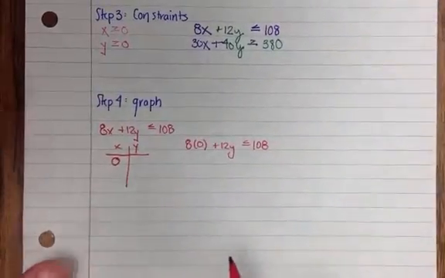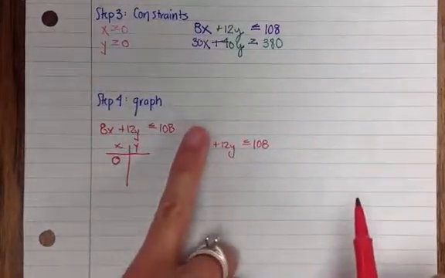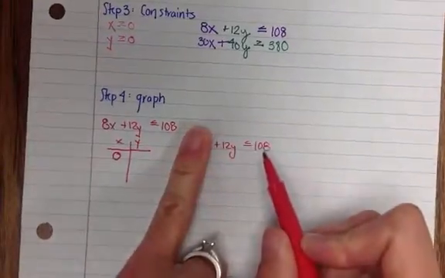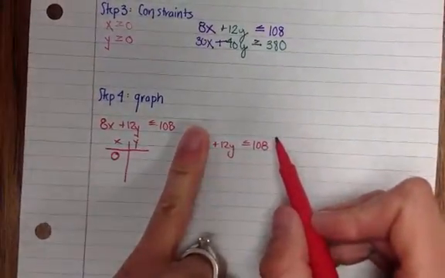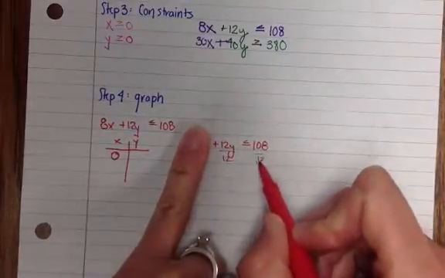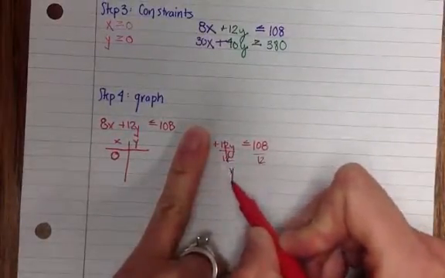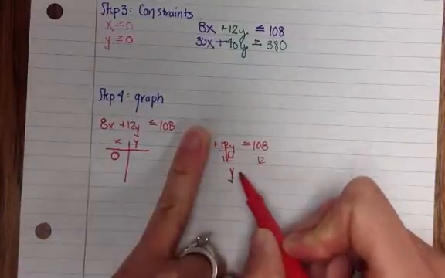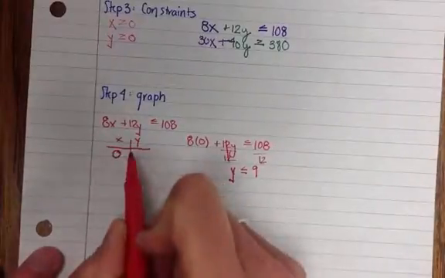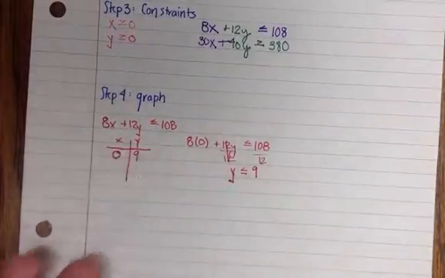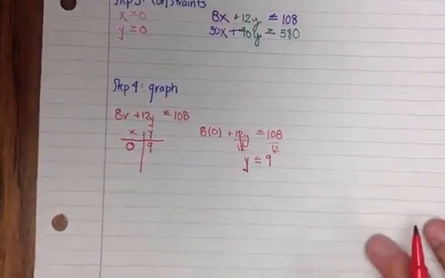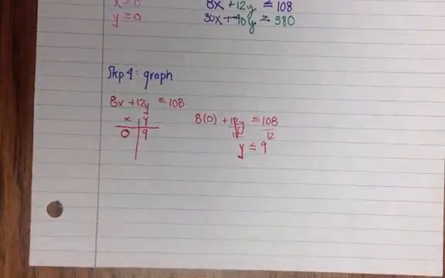So anything times 0 is 0, so I kind of get to cover that up. So I have 12y is less than or equal to 108. I'm going to divide both sides by 12, and I would get that y is less than or equal to 9. So y is 9 when x is 0. Again, you can use a calculator on this to check the work. That's what I did going into it.